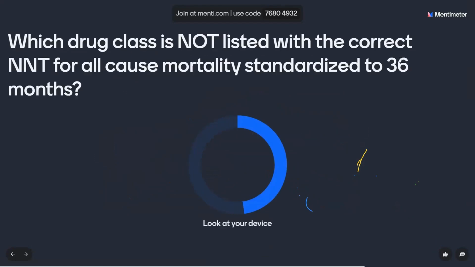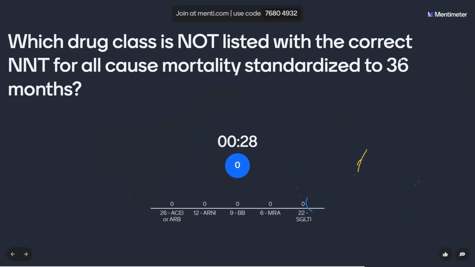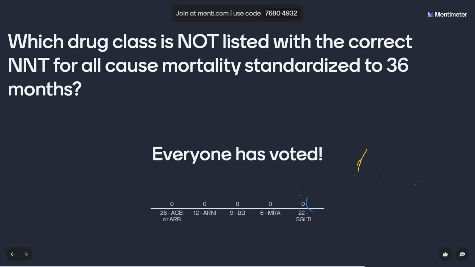Which drug class is not listed with the correct number needed to treat for all-cause mortality standardized to 36 months? So over 36 months, how many patients do you need to treat with this drug class to prevent 1 mortality? Is it 26 patients for ACEs and ARBs, 12 for ARNIs, 9 for beta blockers, 6 for MRAs, 22 for SGLT inhibitors? So which one of those was wrong?